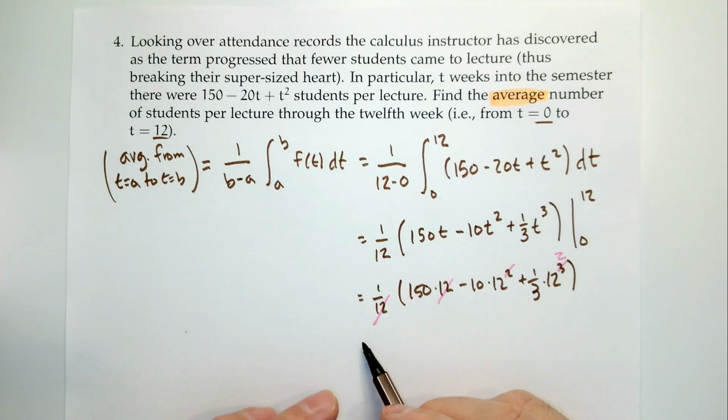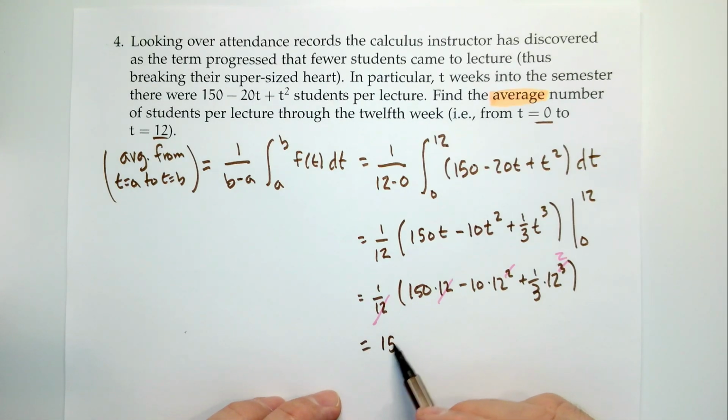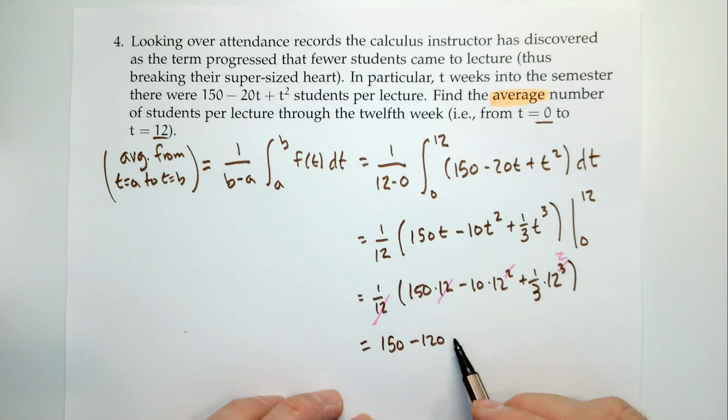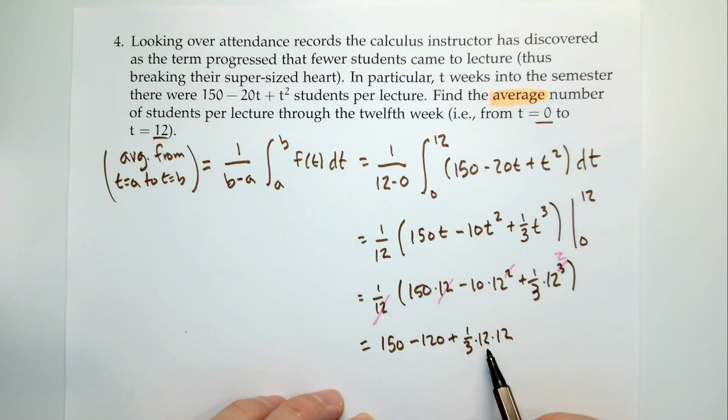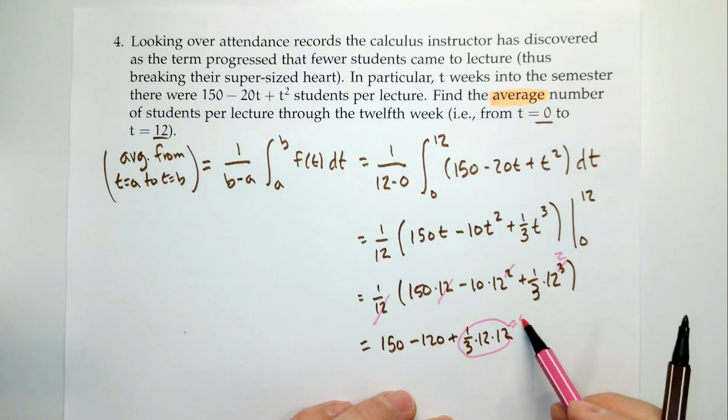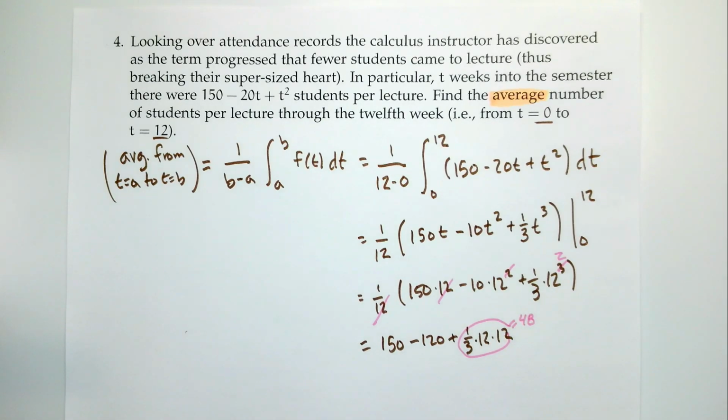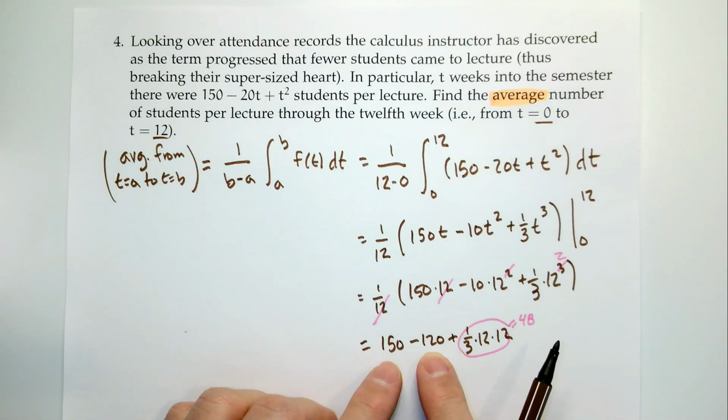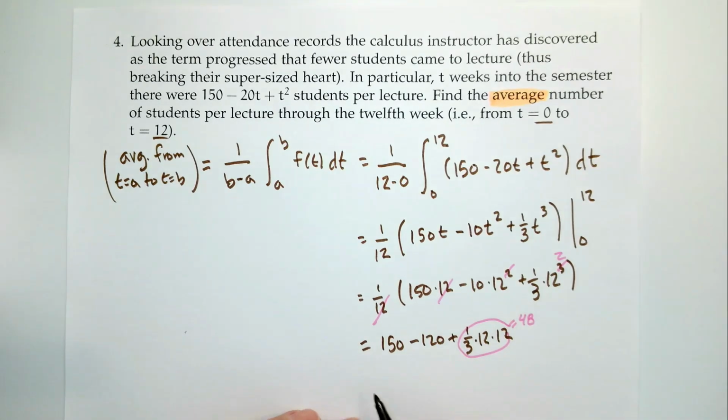So what do we have? We get 150 minus 10 times 12, that's 120. Plus, and I'm going to be a little bit careful here, I have 1/3 times 12 times 12. Now 1/3 times 12 is 4, times another 12 is 48. So this part here is 48. So 150 subtract 120 is 30, plus 48 more means 78. And that's the answer.